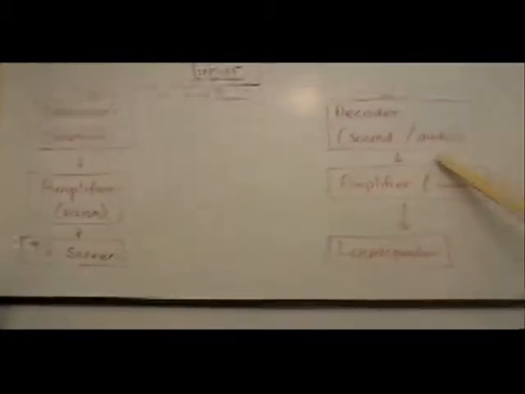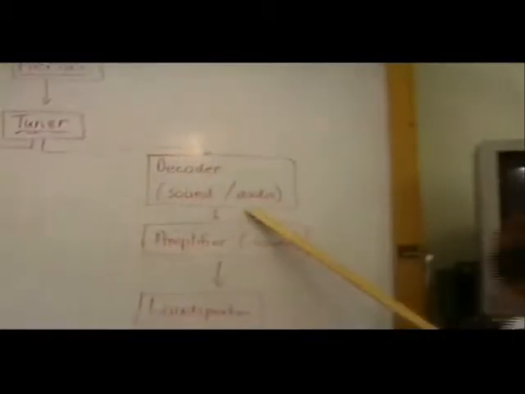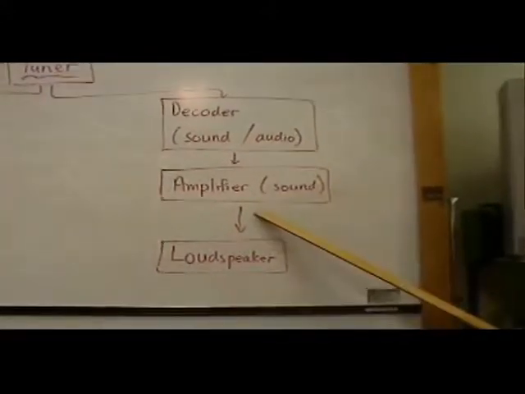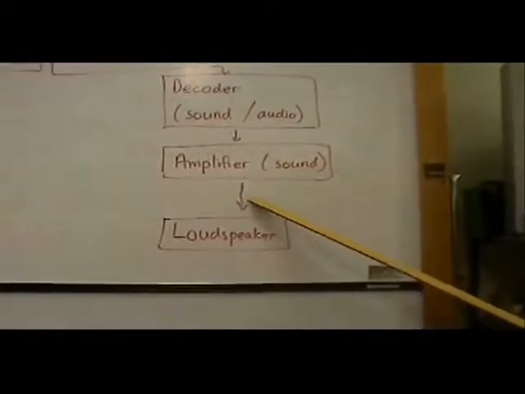Decoder, audio. The decoder audio selects a signal from the waves. Amplifier audio makes a sound signal stronger. Loudspeaker turns the electrical signal into sound.